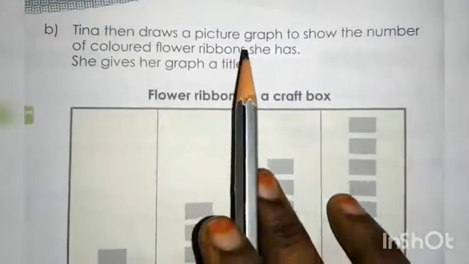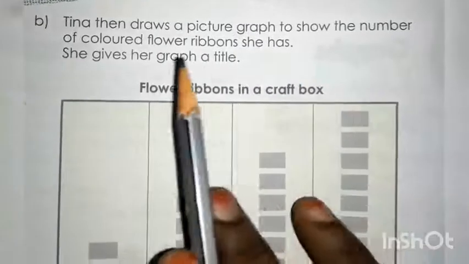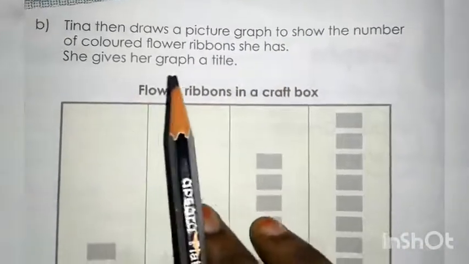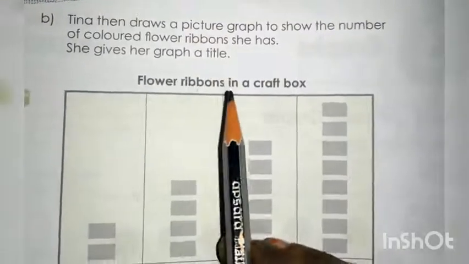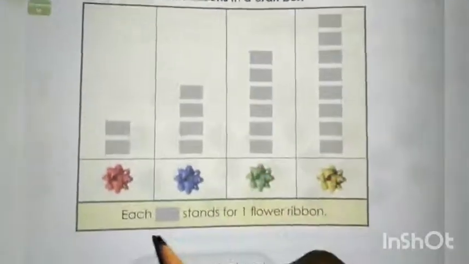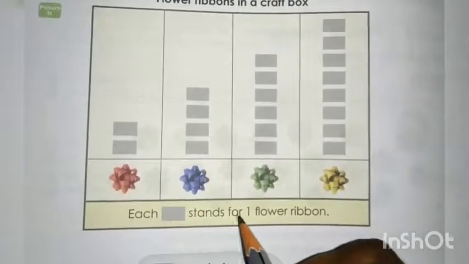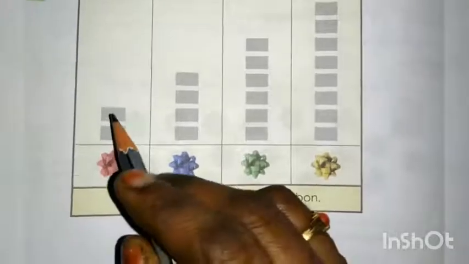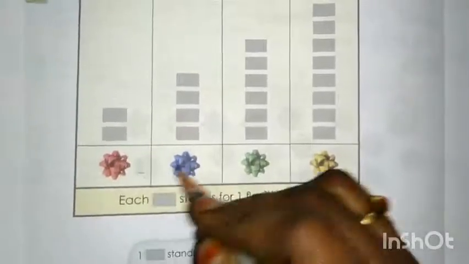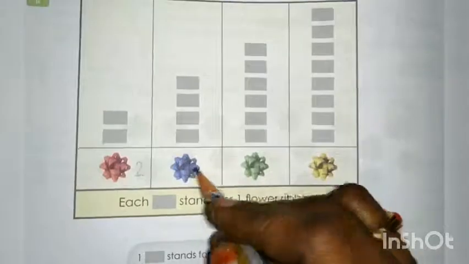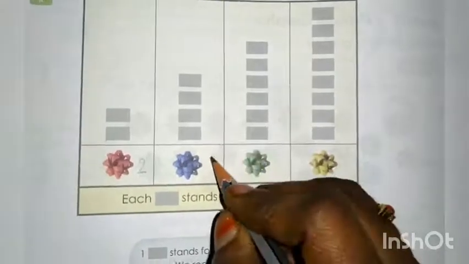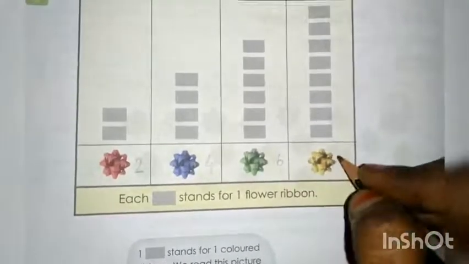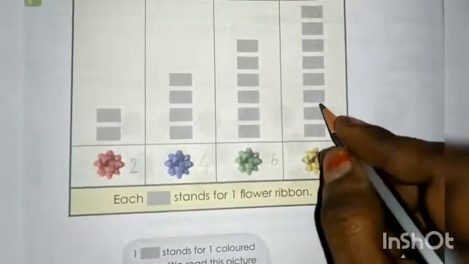Tina then draws a picture graph to show the number of colored flower ribbons she has. She gives her graph a title, Flower Ribbons in a Craft Box. See here, each rectangle box stands for 1 flower ribbon. So how many red flower ribbons are there? 2. So 2 rectangle boxes. For blue flower ribbon, 4 rectangle boxes are there. So 4 are present. Similarly, here also 6, and here 8.